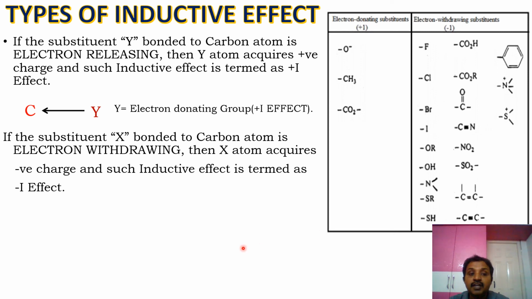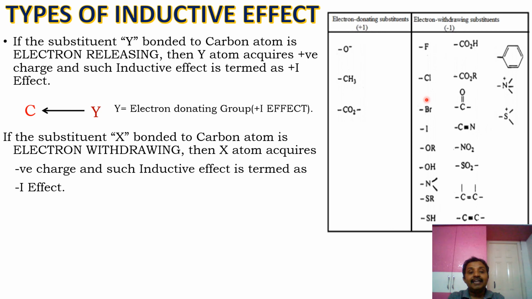If the substituent X bonded to the carbon atom is electron withdrawing, then the X atom acquires a negative charge, because it is gaining the electron density, withdrawing it from the carbon chain. Such examples are chlorine and other highly electronegative groups, because they have greater electronegativity, which is nothing but the tendency of attracting the bond pair of electrons towards itself. So fluorine and bromine, all these groups have a greater electron withdrawing tendency, that is, greater electronegativity.